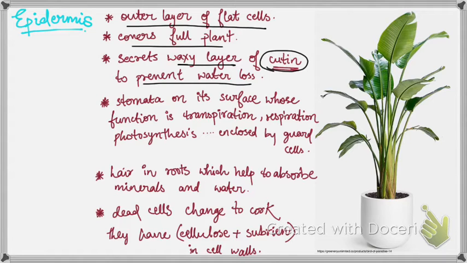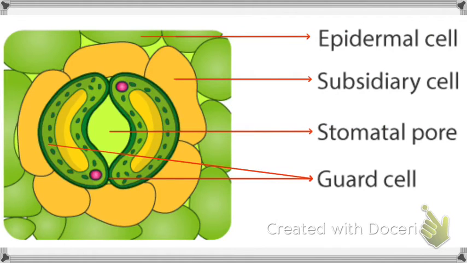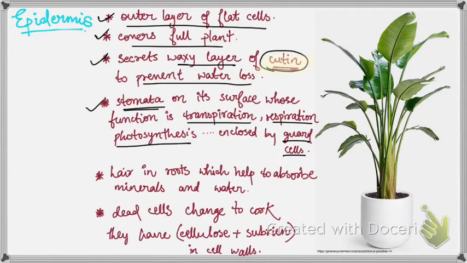It has stomata present on its surface, which perform the functions of respiration, transpiration, photosynthesis, etc. Each stoma is enclosed by guard cells, and then they are enclosed by subsidiary cells, as you can see in the picture. The epidermis also has hairs in the roots, which help in absorbing minerals and water from deep in the soil.